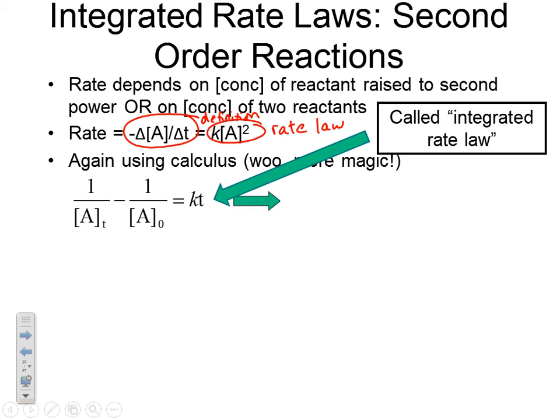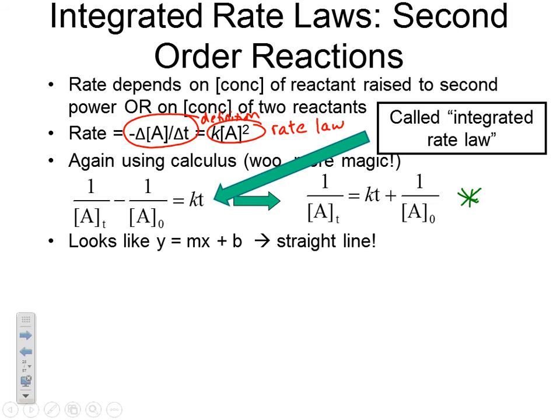1 over the concentration of A at time t minus 1 over the concentration of A at time 0 is equal to kt. And here I've simply rearranged it ever so slightly by adding 1 over the concentration of A at time 0 to both sides, because just like with the integrated rate law for the first order reaction, if I do this slight bit of rearrangement, now I have a pattern that looks like y equals mx plus b, where this bit right here is y, this is mx, and this is b.